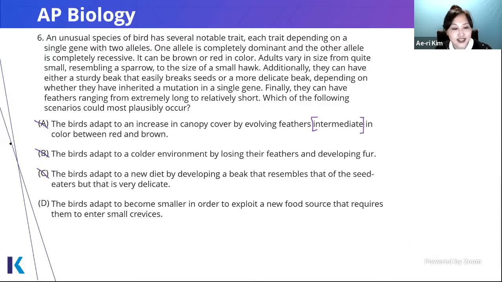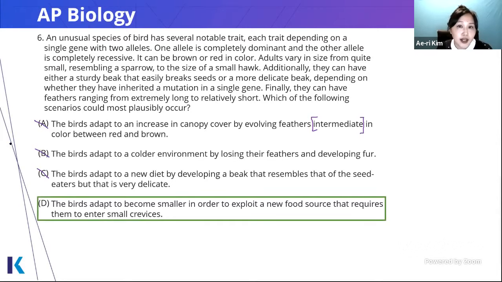D is the correct answer. Let's say why. The birds adapt to become smaller in order to exploit new food sources that require them to enter small crevices. So that makes sense, right? There are those alleles that exist in the population of birds, and selection pressure will essentially force one over the other. So D is supported and is our correct answer for our last question of the day.